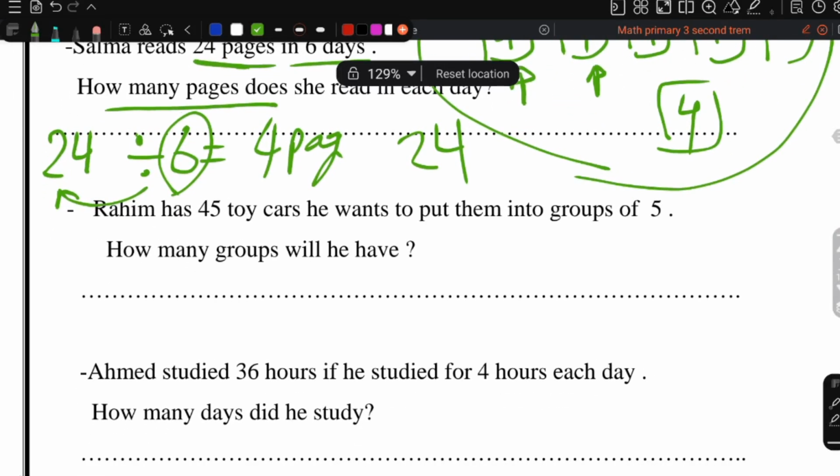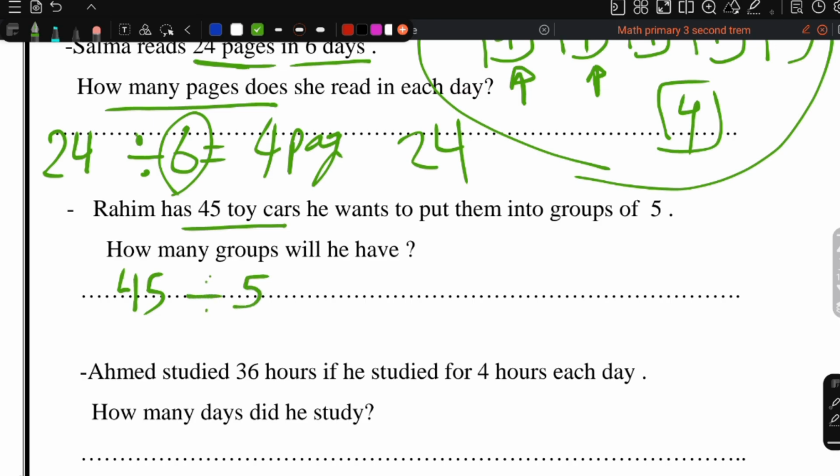Let's move on. The next question: Rahim has 45 toy cars. He wants to put them into groups of 5. How many groups will he have? I just want to divide these 45 toys, distributing them into groups of 5. So I will divide by 5. So 5 times what gives me 45? Yes, 9. Yes, exactly, perfect.